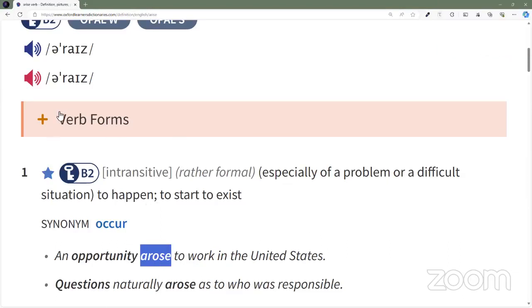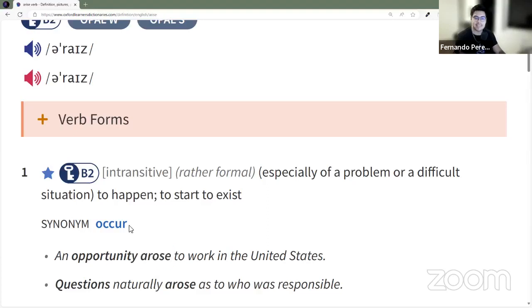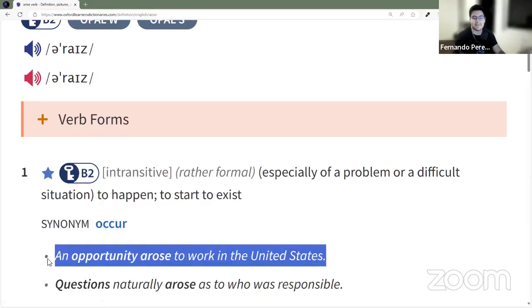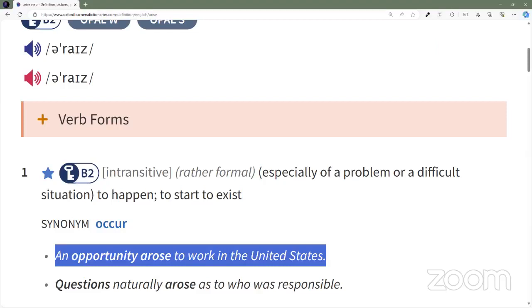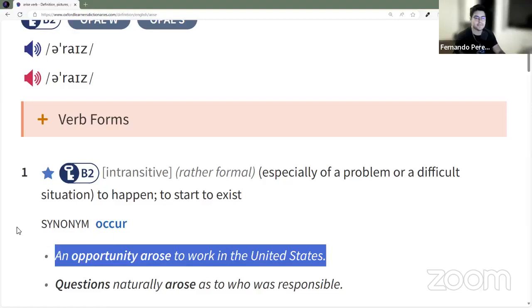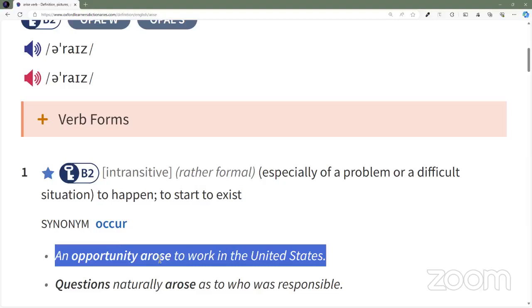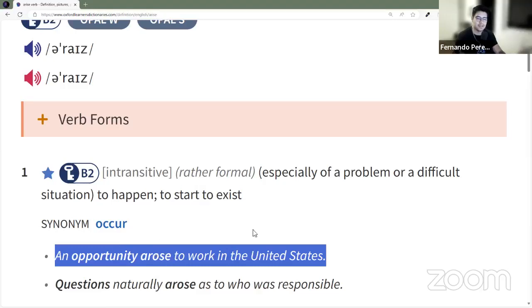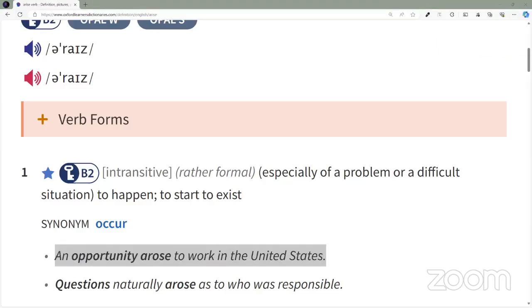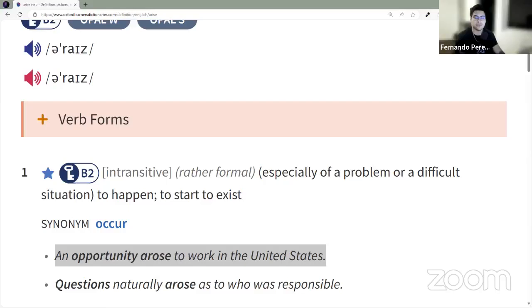Okay. Exactly. Automatically, you need to associate the word occur in past. How do you say it? Occur in past? It's a regular verb. Occurred? Perfect. So replace the word arose with the word occurred. An opportunity occurred to work in the United States. That is correct. Very good.